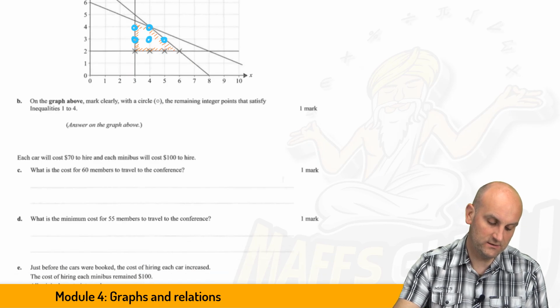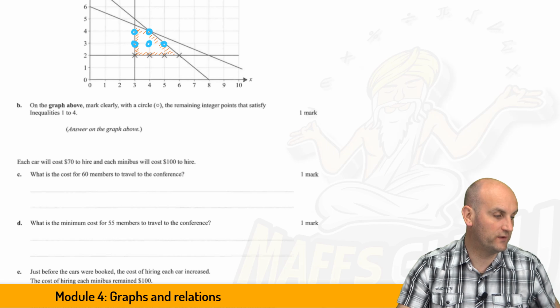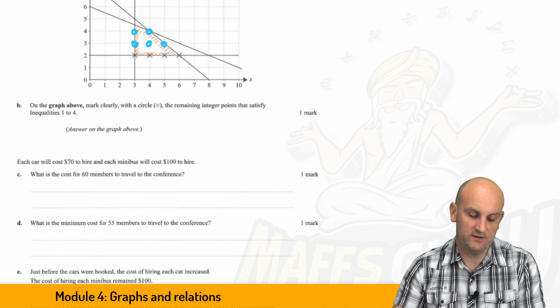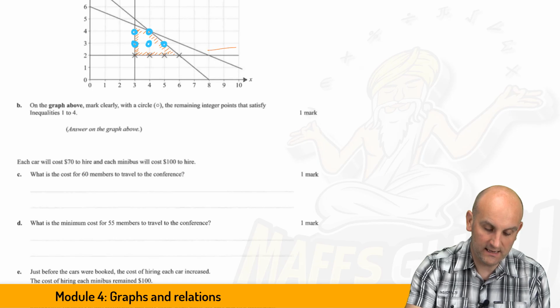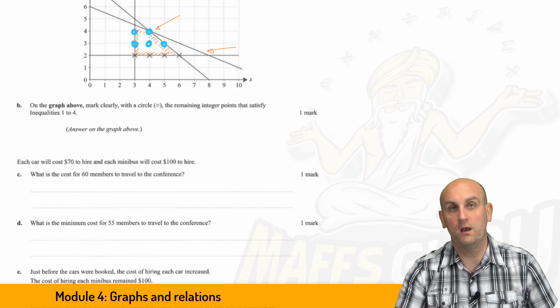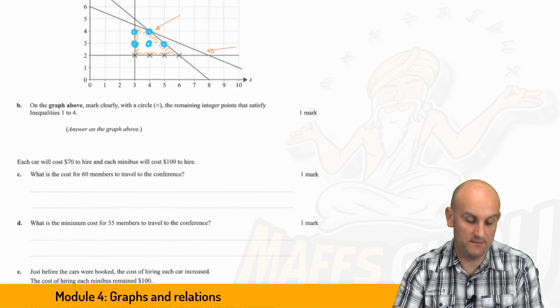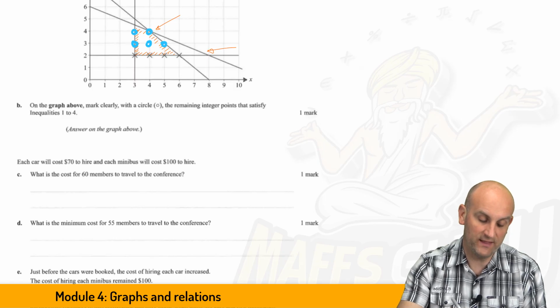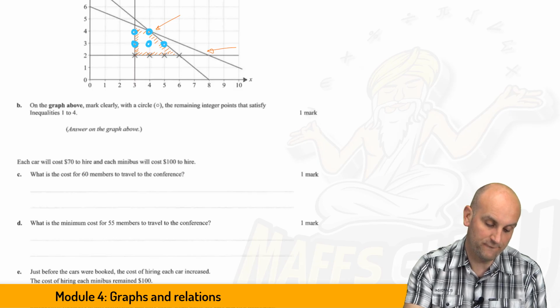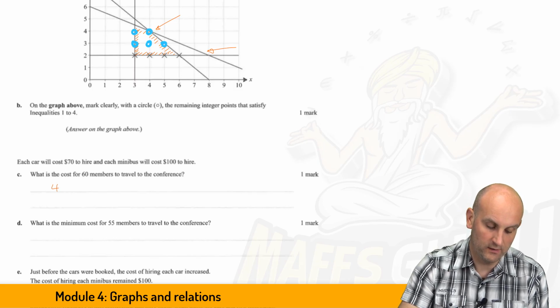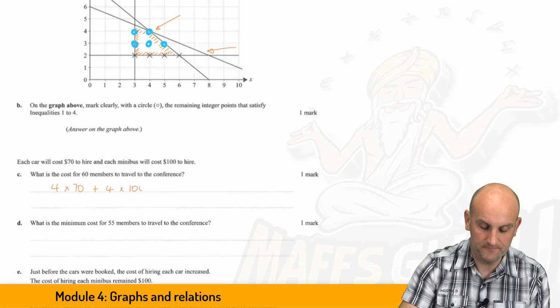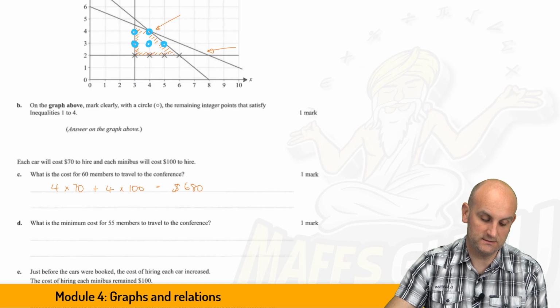Each car will cost $70 to hire and each minibus will cost $100 to hire. What is the cost for 60 members to travel to the conference? Well, we know that this line here stands for 60 members. So we are looking at the cost for that 1 point there, right? So 60 members will, inside that feasible region, give me 4 x's. So I want 4 cars, which is $70, and I want 4 minibuses, which are $100 each, which gives me a staggering total of $680.